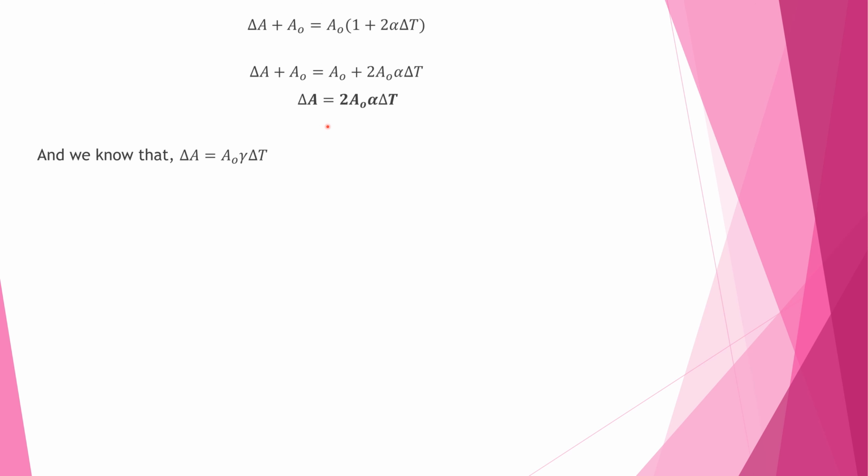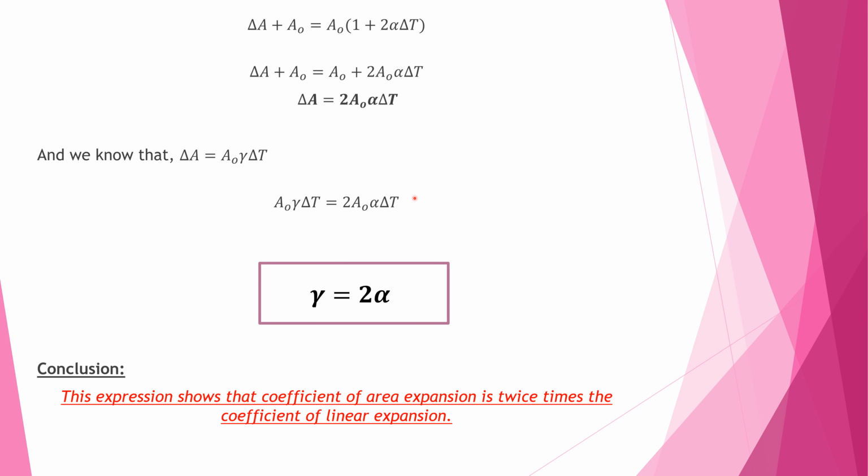Now we all know that delta A is equal to A naught gamma delta T. So A naught gamma delta T is equal to 2 A naught alpha delta T. This delta T will cancel, A naught will cancel, and gamma is equal to 2 alpha. So from this expression we can say that the coefficient of area expansion is twice the coefficient of linear expansion.